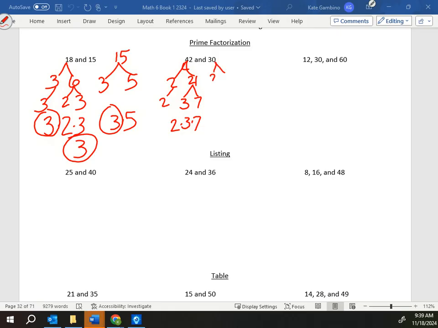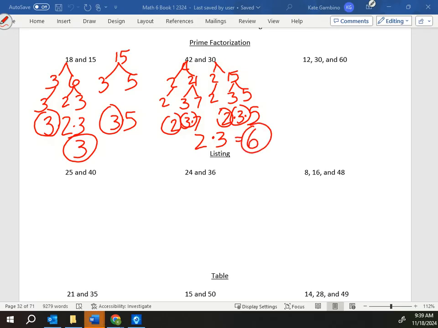Here, 30 would be 2 and 15. Keep that 2 down. 15 goes down to 3 and 5, so I have 2, 3, and 5. I look to see what factors they share in common. They share a 2. They share a 3. I multiply any factors that they share in common together. And my greatest common factor is 6.